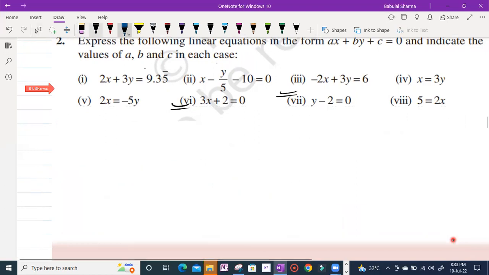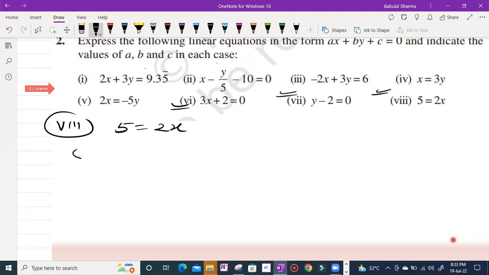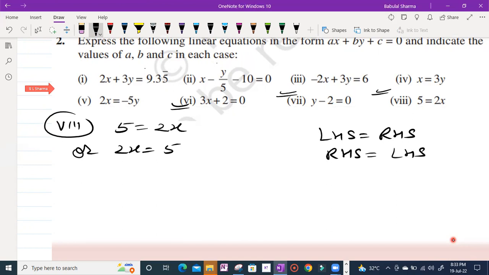And now 8th part. This is 8th part. 5 is equal to 2x. देखिए, or we can write 2x is equal to 5. Left hand side is equal to right hand side. See, देखिए, left hand side is equal to right hand side. Oh, it means right hand side is also equal to left hand side. So we can write 2x is equal to 5.